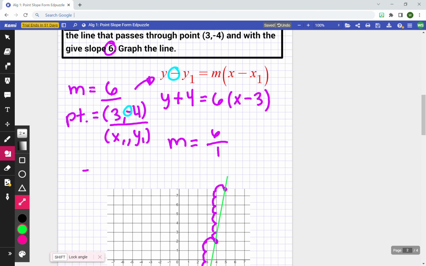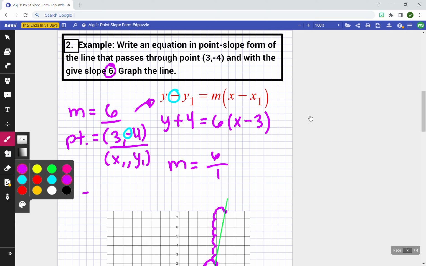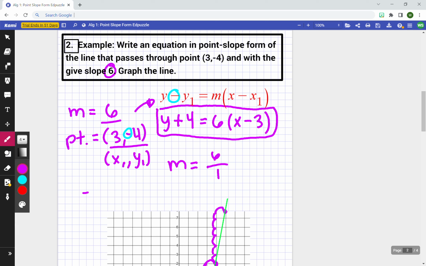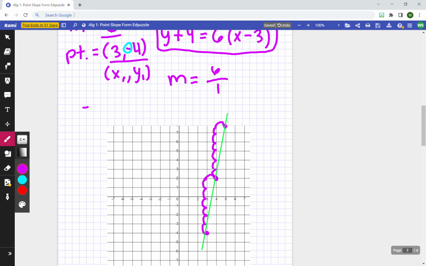Again, our example asks us to write an equation in point-slope form, which we did. And our equation is y plus 4 equals 6 times x minus 3. And we were able to graph the line because we were given the point which we started at, and we were able to graph it using the slope, which is 6.